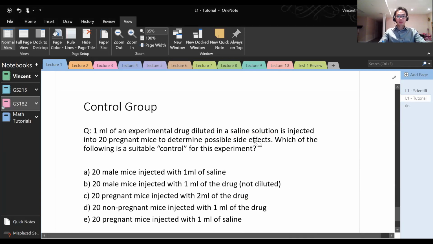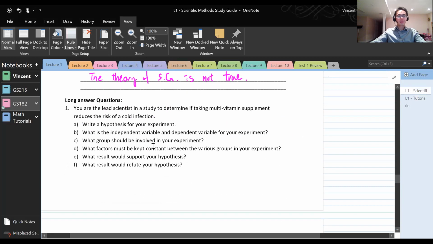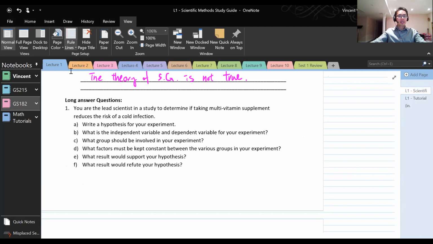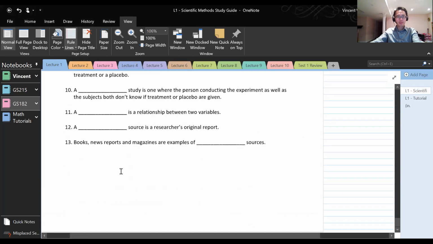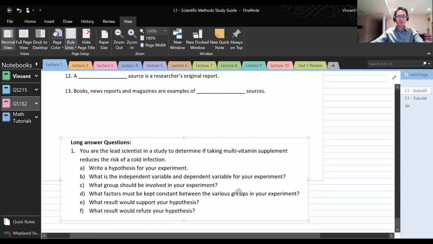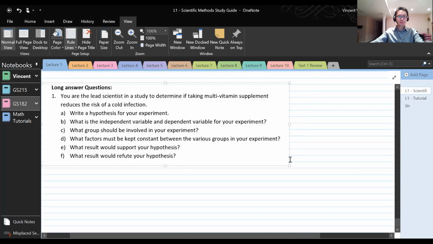Okay, we will come back to this one in a bit. Let's go back to our slide here. Long answer question: you are the lead scientist in a study to determine if taking a multivitamin supplement reduces the risk of catching a cold. Let me copy this question and we will do it at the very end right here, because I'm going to post this online for you later in case you miss anything.